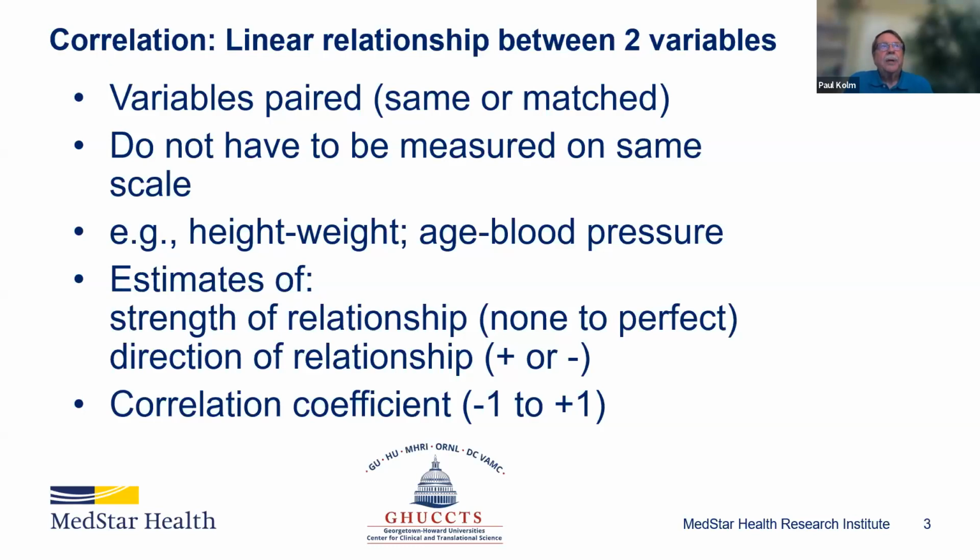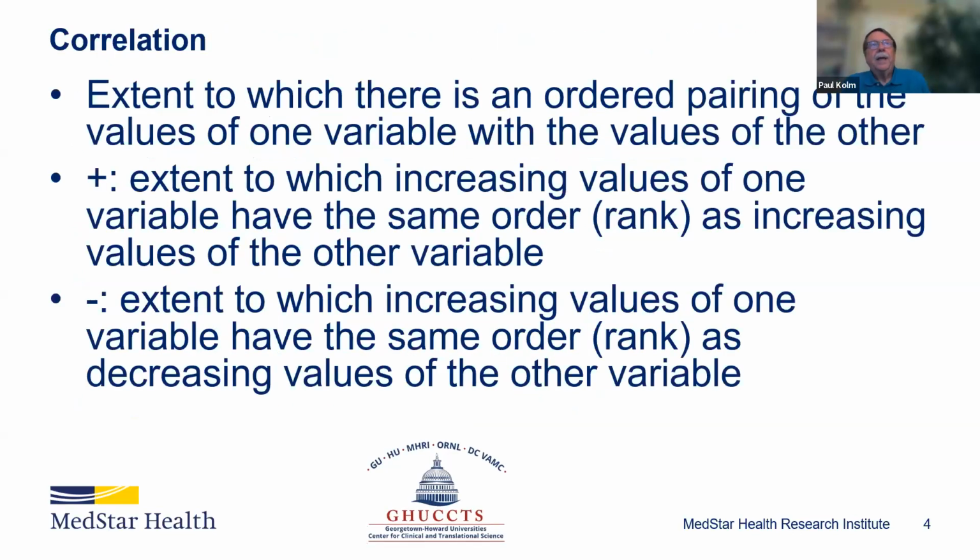And so what we get with the correlation coefficient is the strength of relationship and then the direction of the relationship. And so in terms of numbers, the correlation coefficient can range from -1, where we have a perfect negative correlation, to a +1, where we would have a perfect positive correlation. And so what correlation tells you is the degree or the extent to which there's an ordered pairing of the values on one variable with the values of the other variable.